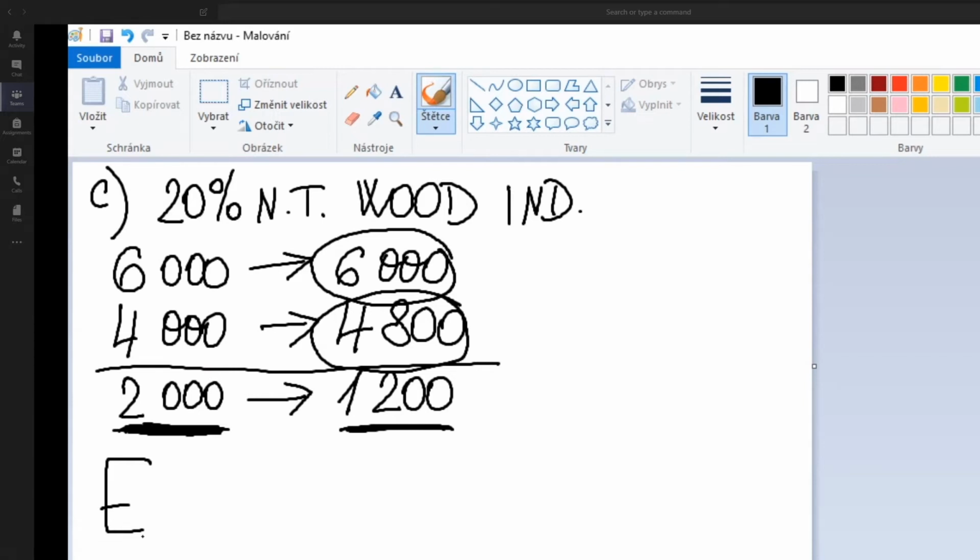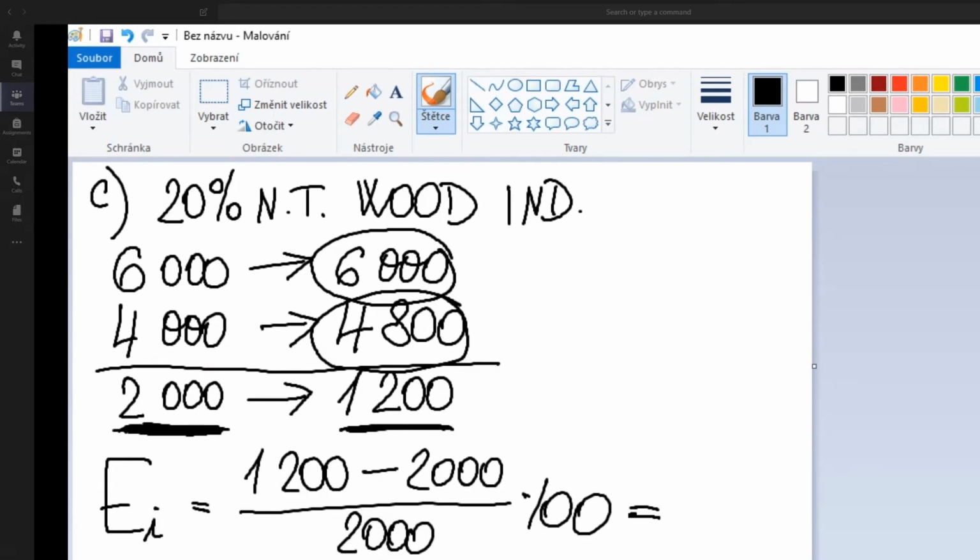And you can see it's minus 40%. You see it? Because there is not the increase, there is the decrease in the value added. There is a decrease in the value added. You can see it.